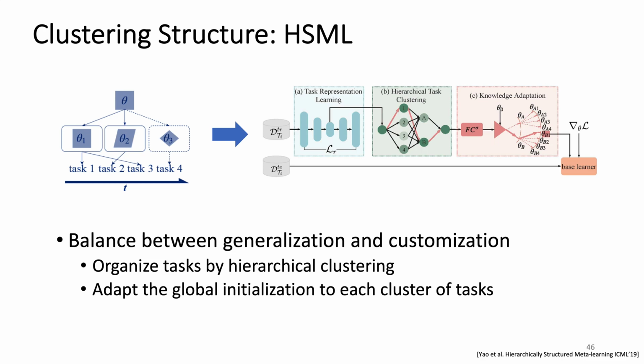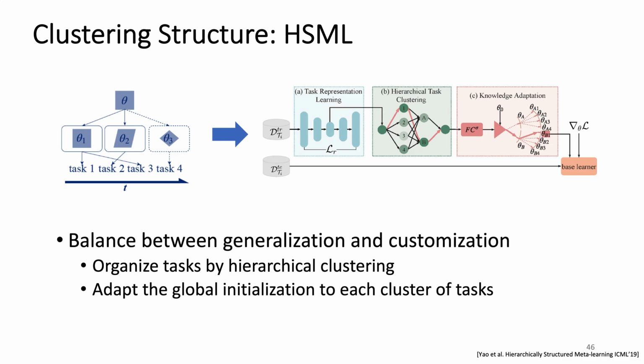HSML wants to balance generalization and customization. Within each group, tasks have some general knowledge, but across different groups they have some customization knowledge. So the goal of HSML is to organize tasks by a hierarchical clustering structure, and it can also adapt the global initialization to each cluster of tasks.